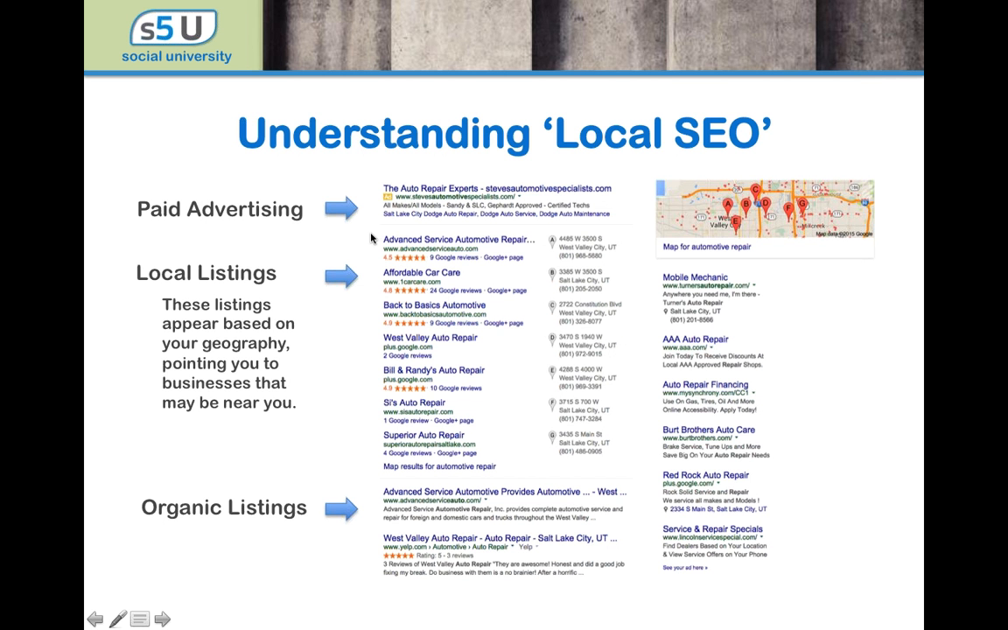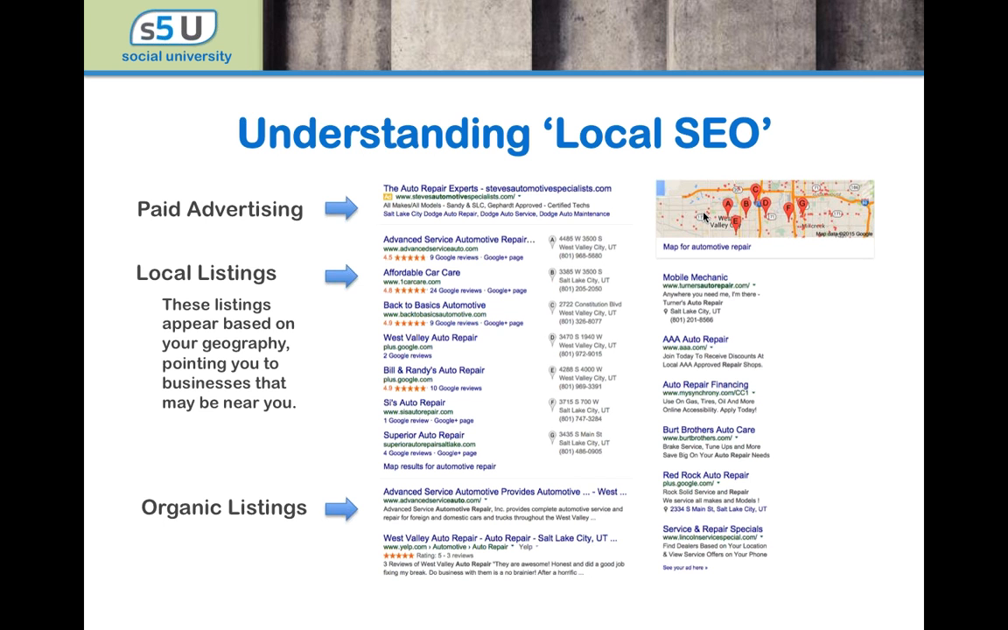The local listings are right below those paid listings. So you'll see in this case, I searched for automotive, and I found a whole bunch of different automotive places that are in my geography, and it has their address and their phone number, has reviews that were listed about them, it has a link to their website. These are local listings. Another place that they appear is on this map. Notice a map for automotive repair in the Salt Lake Valley, and you'll see a number of different locations there. So this is all combined into local listings.